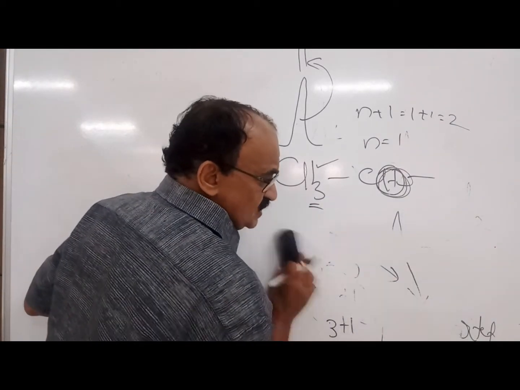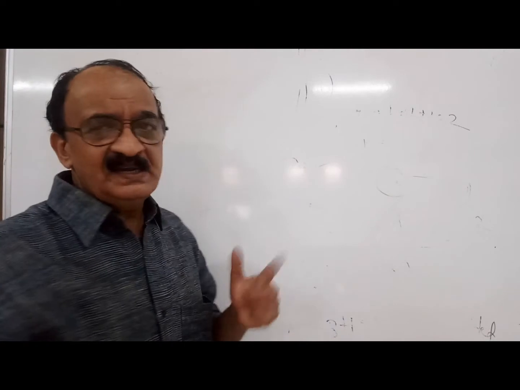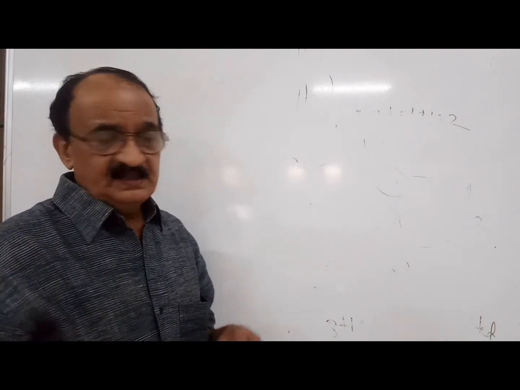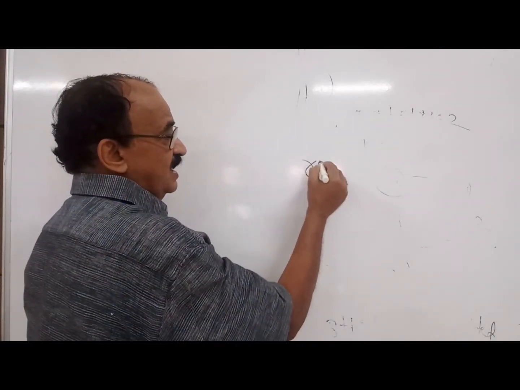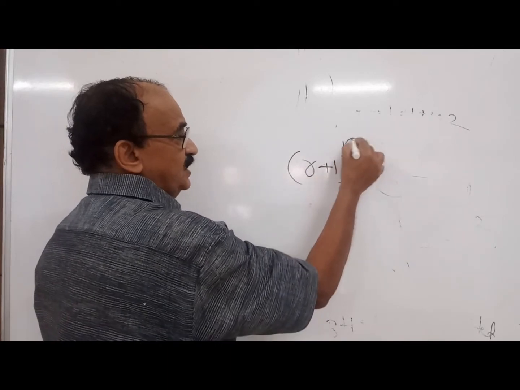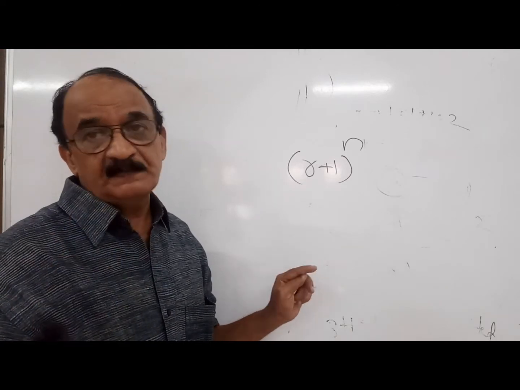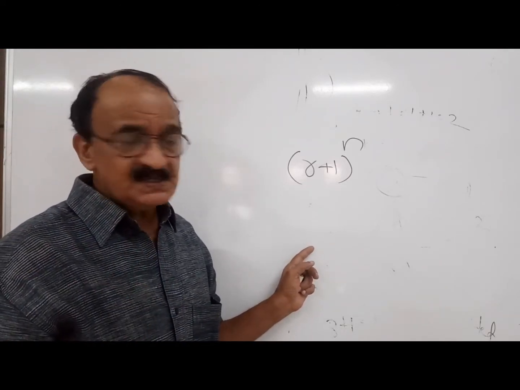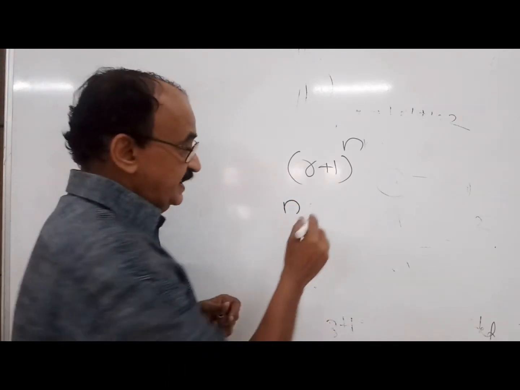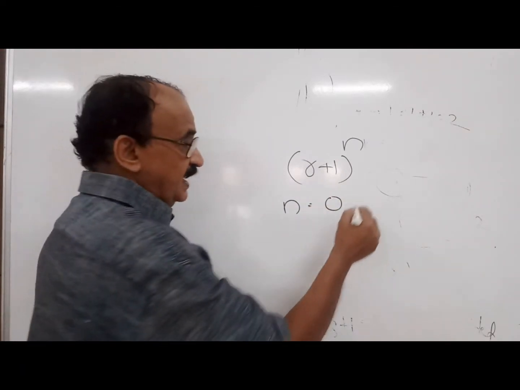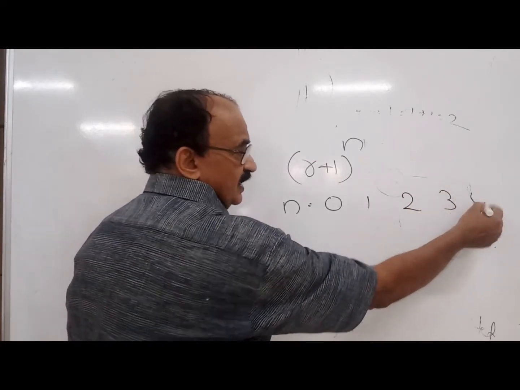And the intensity of the subsignals. All these subsignals do not have the same intensity. The intensity of the subsignals can be calculated using the equation (r plus 1) raised to n, and you expand it. The coefficients of this expansion give the intensity of the subsignals. So what is n? n is the number of neighboring protons. n can be 0, n can be 1, n can be 2, n can be 3, n can be 4, like that.